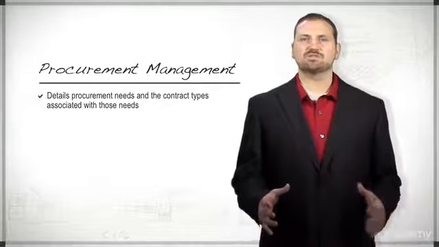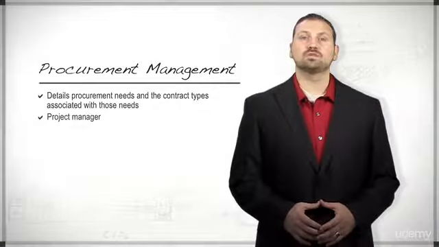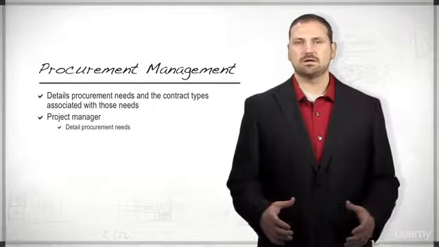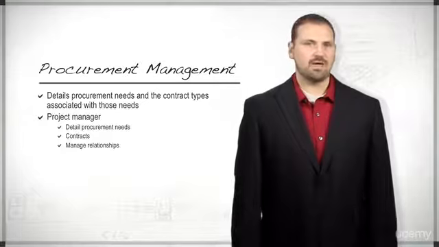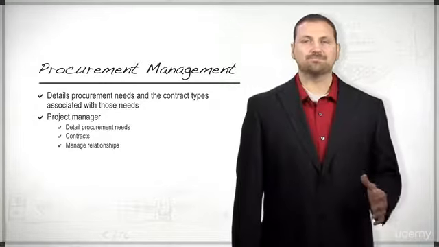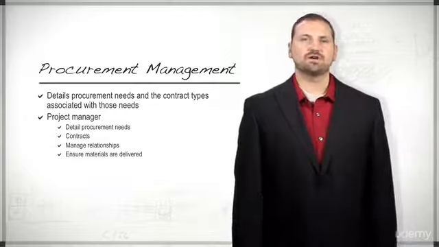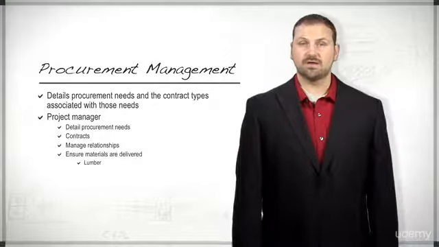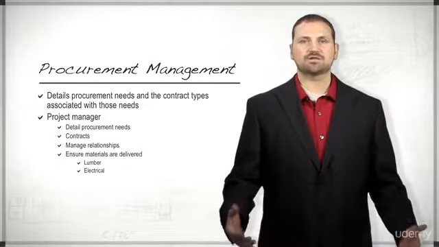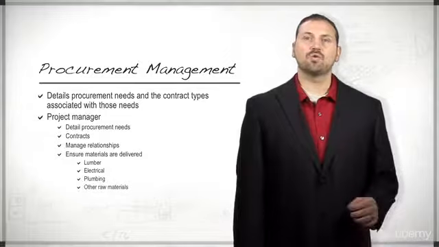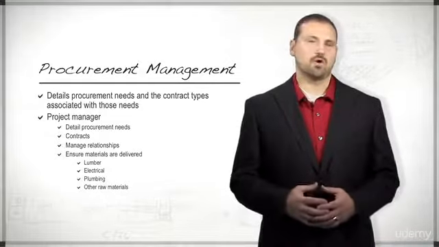Finally, the project manager needs to ensure that a procurement management plan is in place that will cover vendor-related activities. Now, within the procurement management subsidiary plan, the project manager will detail the procurement needs for the project, the type of contracts that will be used, and the manner by which those relationships will be managed. Relative to our example, the project manager would ensure that the lumber yards that will supply the wood have the ability to deliver the raw materials when needed. The same for the electrical supplies, plumbing supplies, and all other raw materials needed to construct the home.